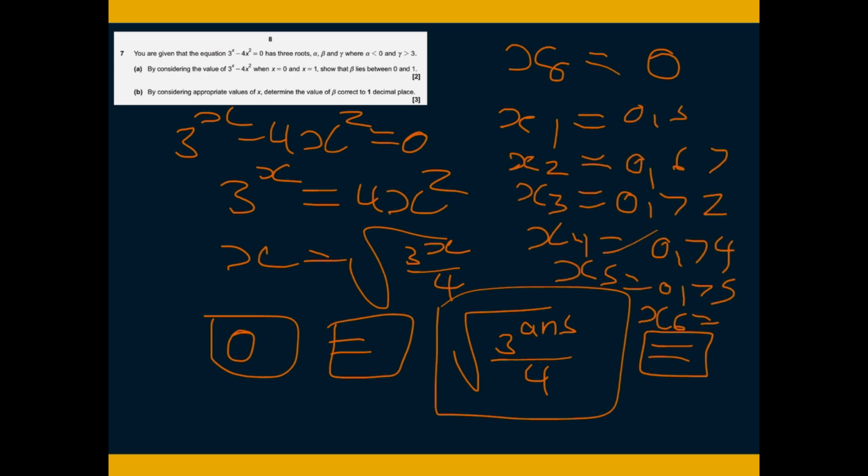x6 equals 0.76. And x7 equals 0.76. So now that we've repeated the second decimal place twice, we can just round x7 because it wants 1 decimal place, as x equals approximately 0.8.